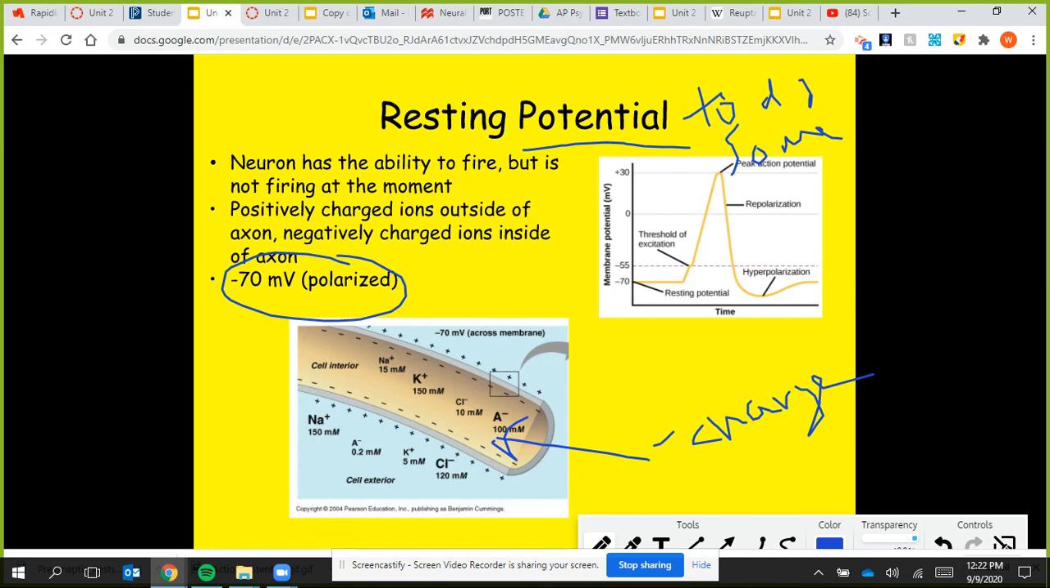If you say Donald Trump is very polarizing, that means people generally either really like him or really dislike him. Polarized is the extreme. So when a neuron is just hanging out and has resting potential, it sits at about negative 70 inside the neuron. I doubt you'd ever be asked that voltage, but just know it's polarized.